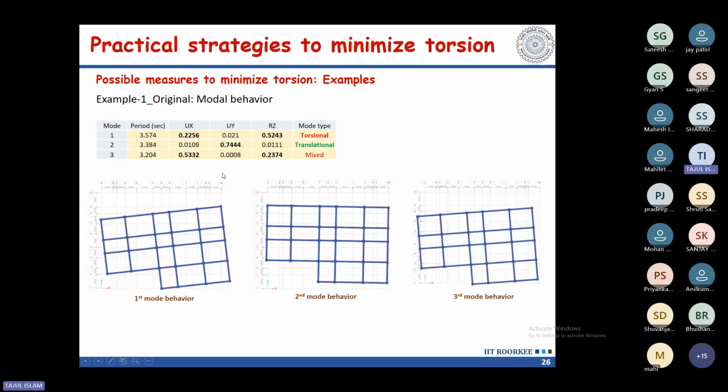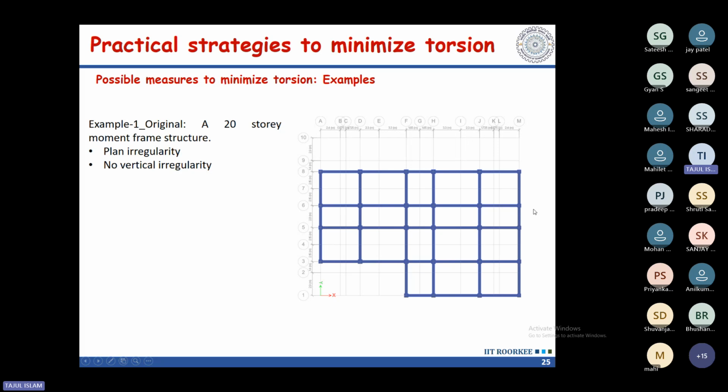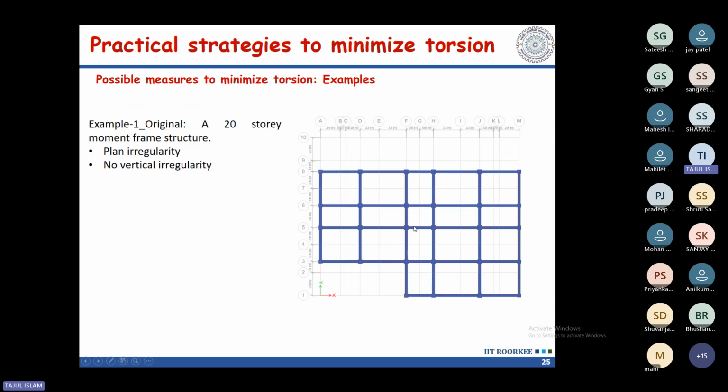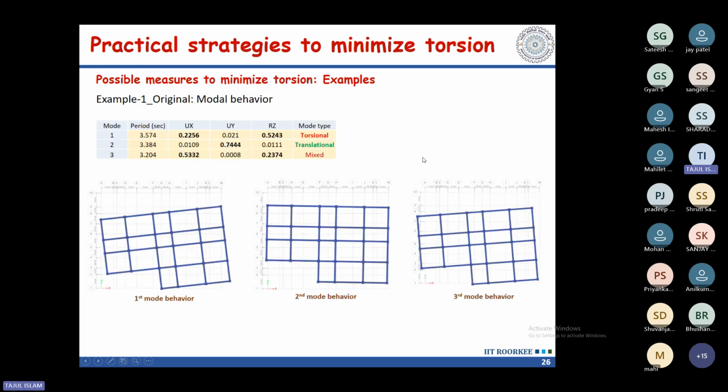Okay, so this is for the original structure. I didn't do any improvement here. I have just taken some configuration of the structure, determined the modes, and this is how it looks. Now my objective is to improve this structure to achieve a translational mode. In one direction it is already available, I have to fix the other direction. So I did some iterations.